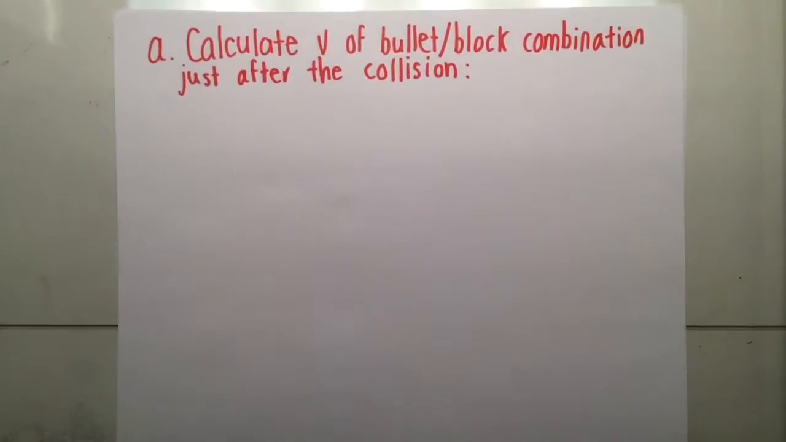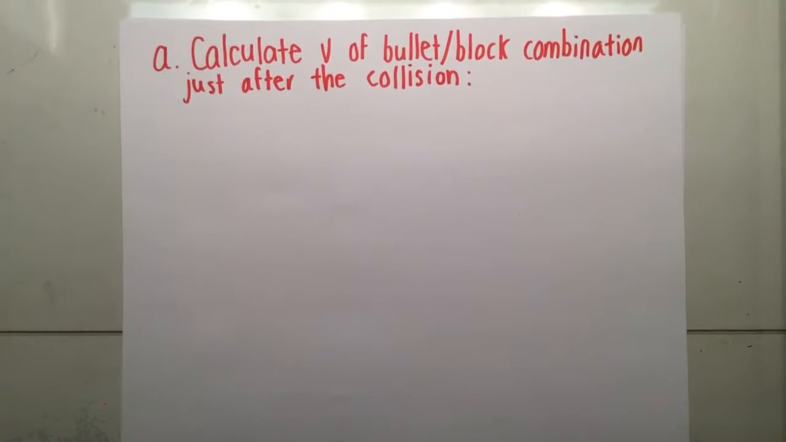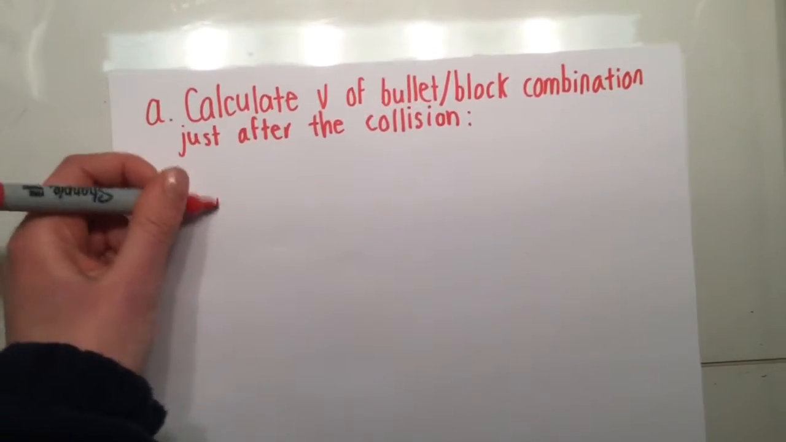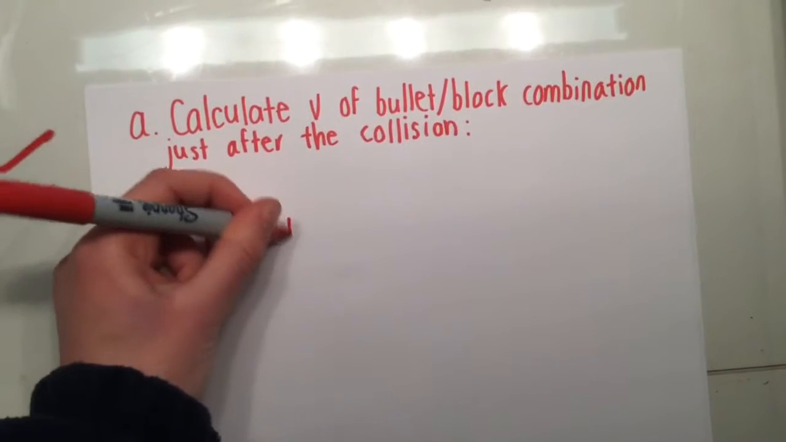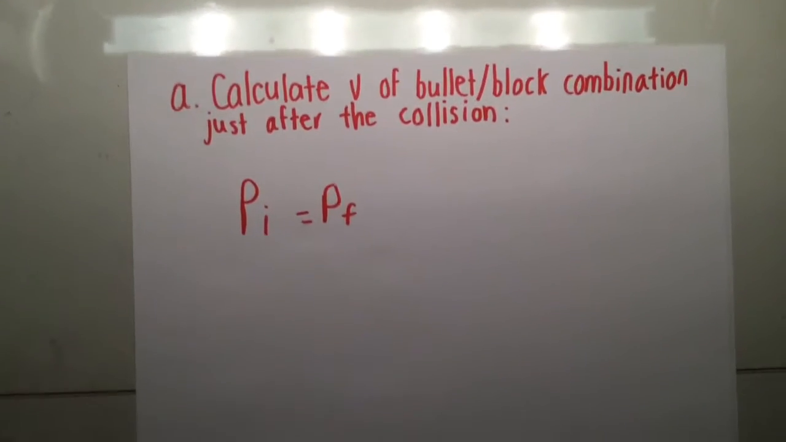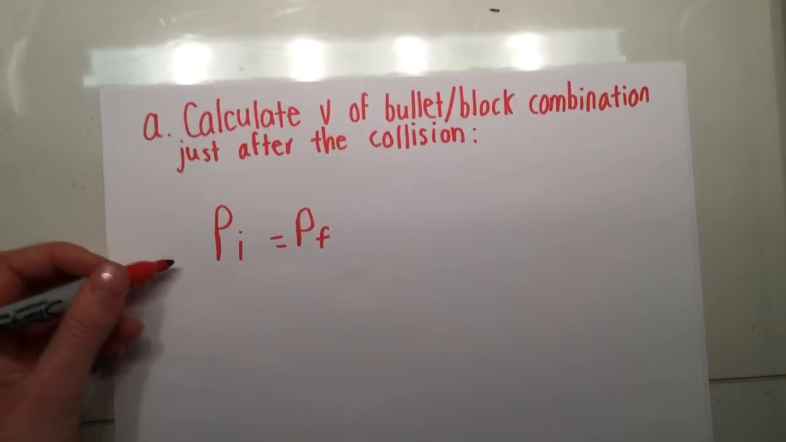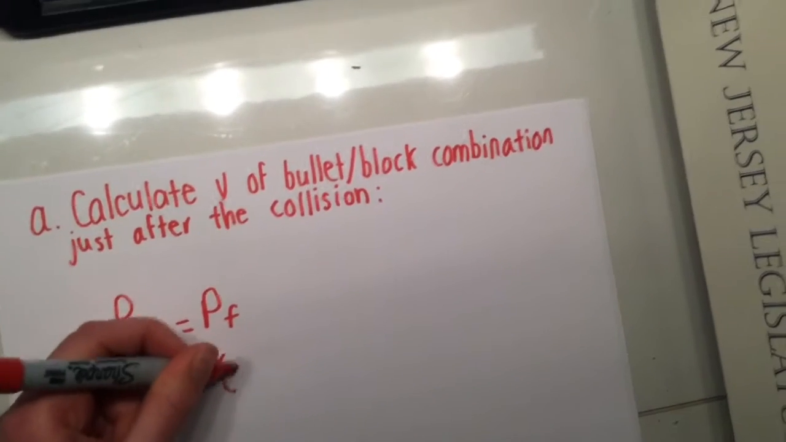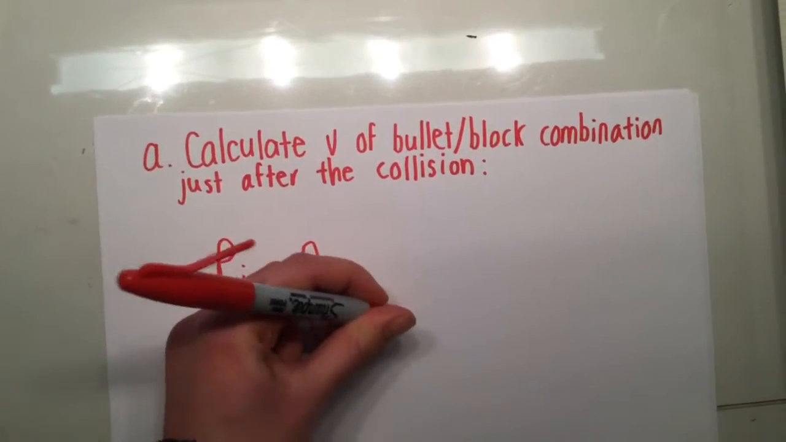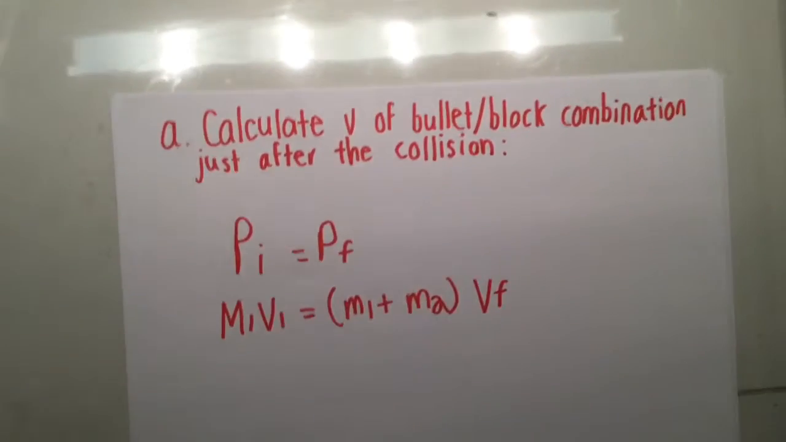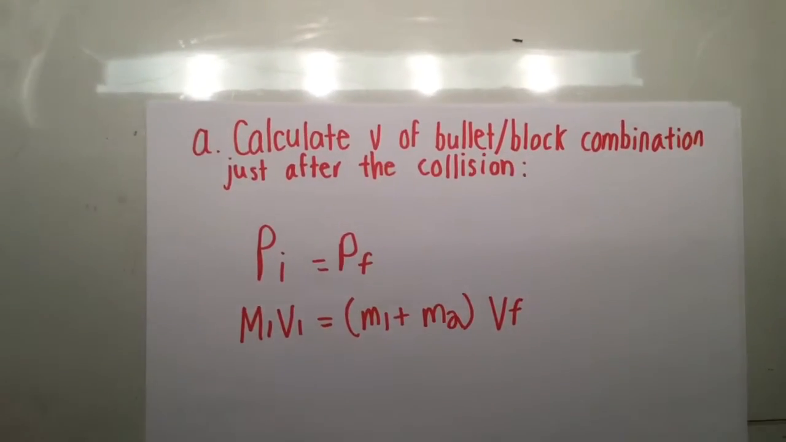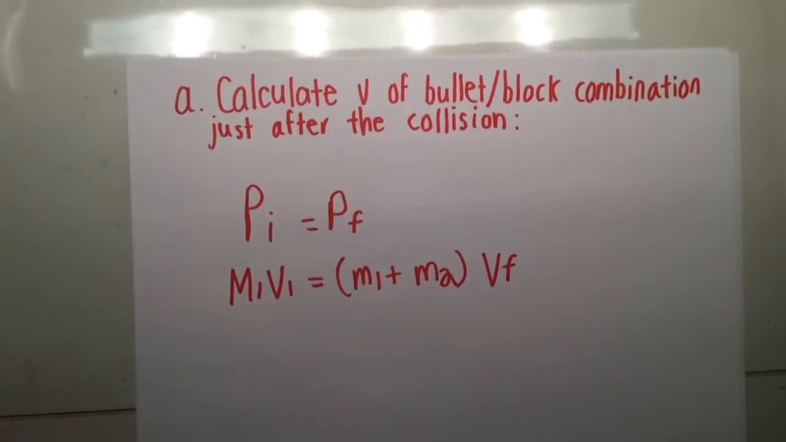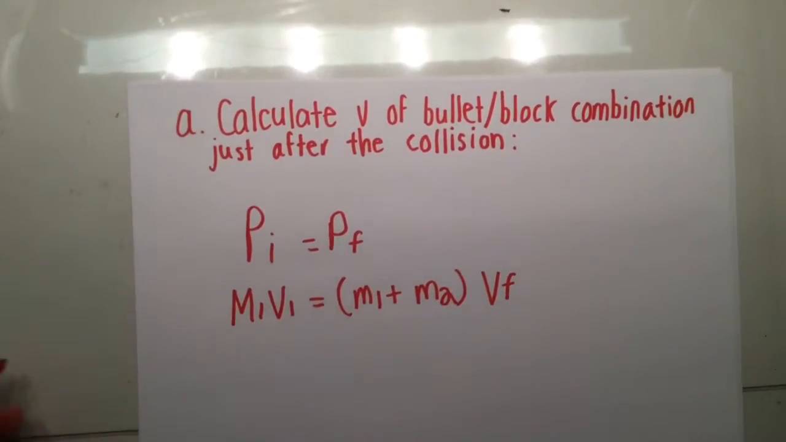Part A, calculate the velocity of the bullet-block combination just after the collision. First, due to the conservation of momentum, we know that P initial is equal to P final. Now, we can solve for V final of the system. I've just written that mass 1 times the velocity of the first one equals the total mass times the velocity final. Now we can plug in our known values.